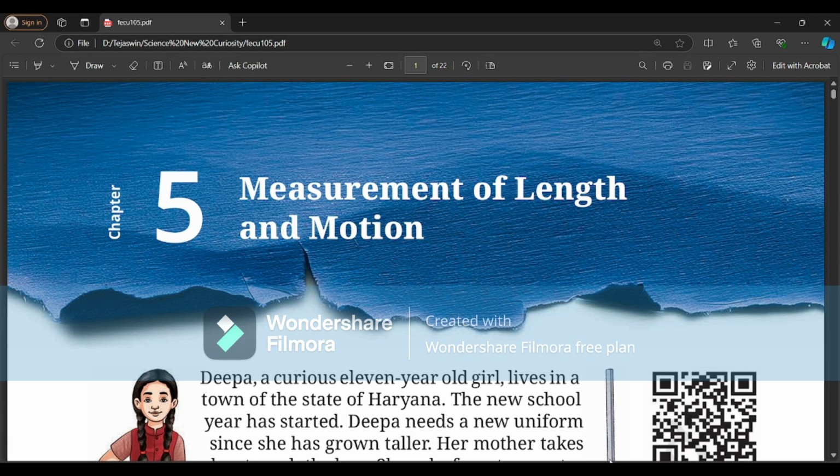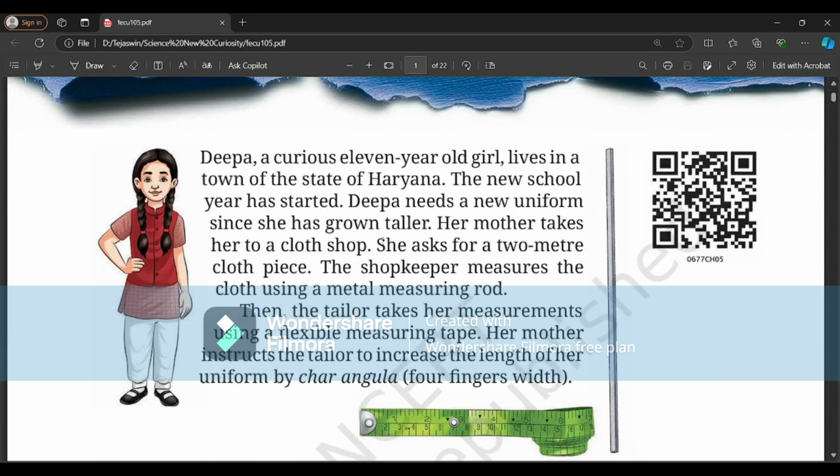Today we will study Science Class 6, Chapter 5, Measurement of Length and Motion. So here there is one story given where Deepa goes to a tailor with her mother, and her mother asks the tailor to give a 2 meter cloth piece.